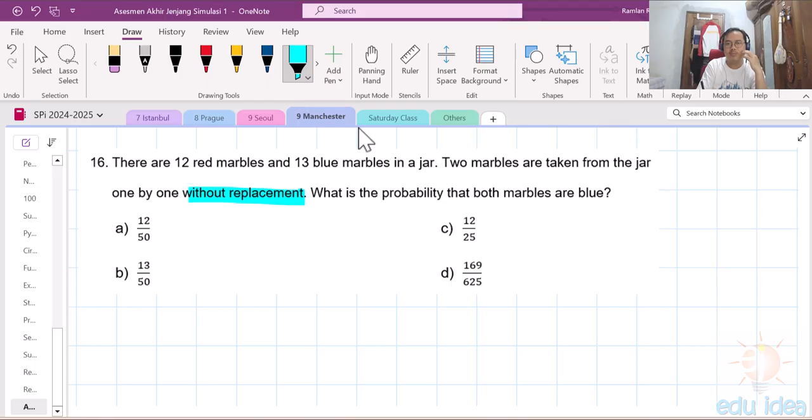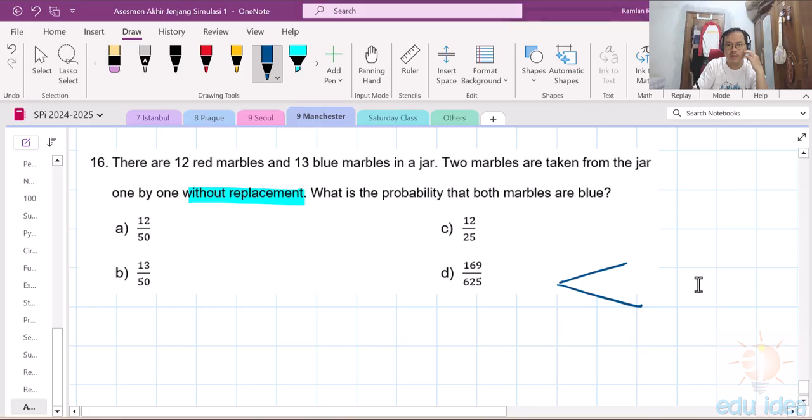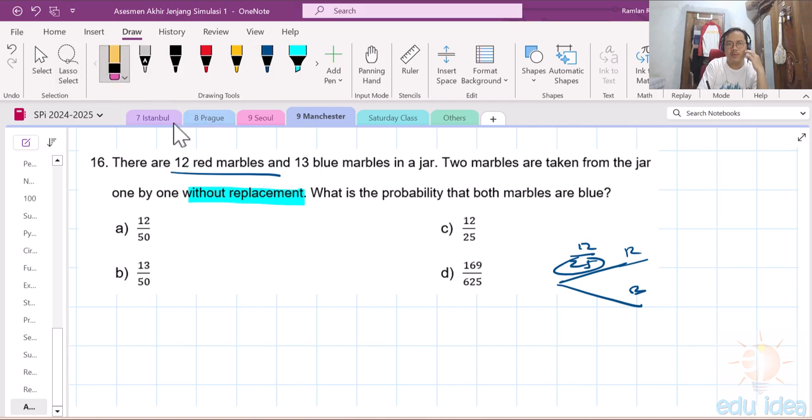Okay, so please keep in mind, what is the probability that both marbles are blue? You can actually use a tree diagram, but if you don't want to use that, it's fine. If you draw the tree diagram, this is the first marble, which is just red and blue, right? The probability that you'll get a red marble is 12 over 25. The 25 comes from 12 plus 13, because we compare the number of red marbles to the whole marbles inside this jar. Now in here, this will be 13 over 25. So this is the first marble.